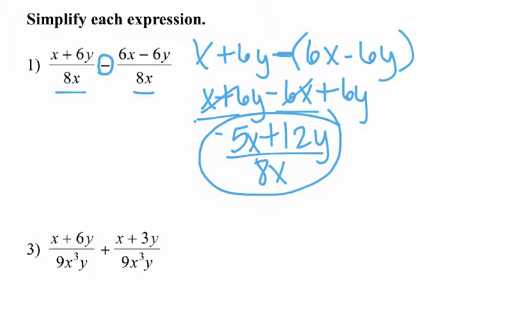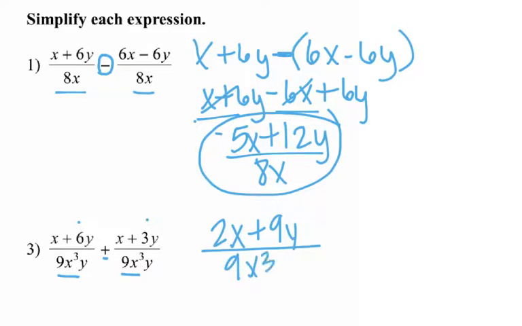Okay, so number 3 is just like number 1 because we have common denominators. So we just have to worry about the numerator. So it's plus, and that makes it even easier. So x plus x is just 2x. And then 6y plus 3y is 9y. And then we're going to bring our common denominator over. And it's 9x to the third y. And so that is our final answer.